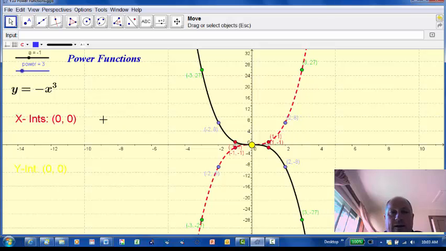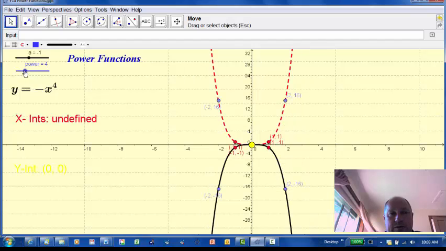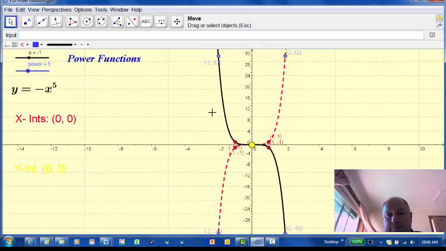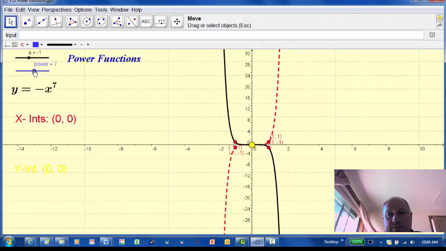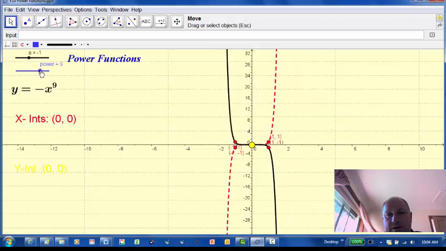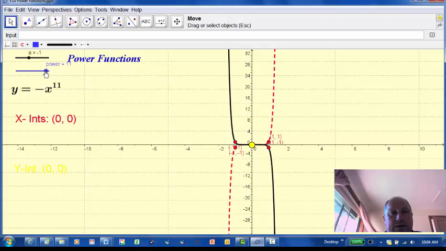So the odd powers, well, all the powers, they flip over the x-axis. There's x to the power 4, but negative x to the power 4 is flipped over the x-axis. Noting that the point at the origin doesn't change. It's still 0, 0 because the point is on the mirror line, the reflection line, so it doesn't move. There's our power 6, power 7, power 8, power 9, power 10, etc.